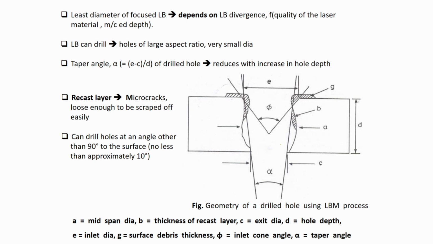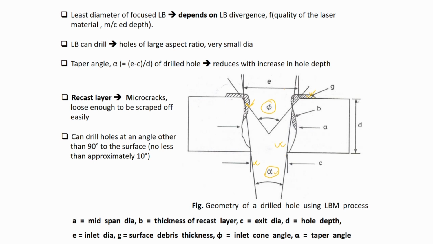Now here you can see there is a hole generated by the laser beam machining process. Here you can see the recast layer which is deposited on the workpiece surface. So this is the surface debris thickness. This recast layer is deposited at the entry site of the laser and this is the exit site of the workpiece. At the entry side the taper angle is alpha, and at the exit side the taper angle is phi.